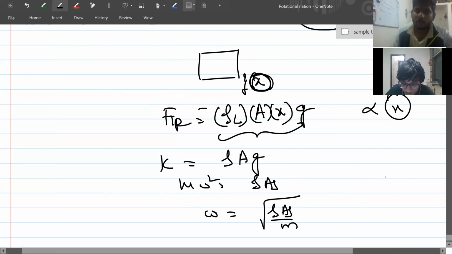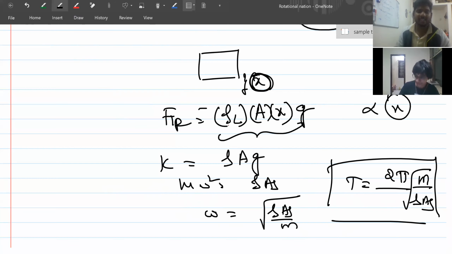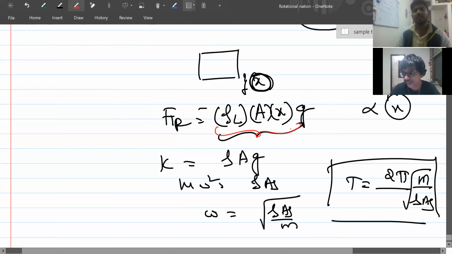So time period is equal to 2 pi by omega, that is m in the numerator, rho a g in the denominator. That is one step, it is over. The restoring force is the extra force, proportional to x, you need to write. In whichever question, you can approach this way: displace it from the mean position, find the restoring force, then proportional to kx, then that k is equal to m omega square. Then you will get it.